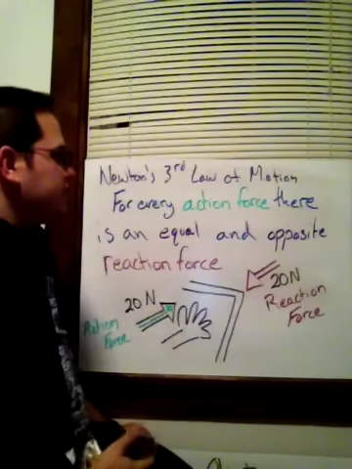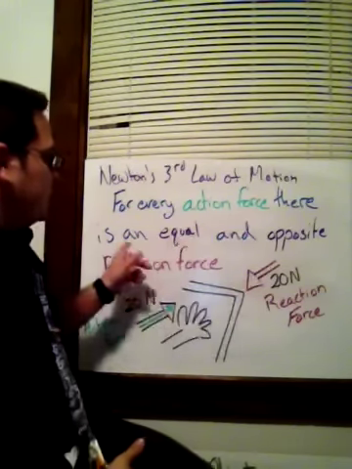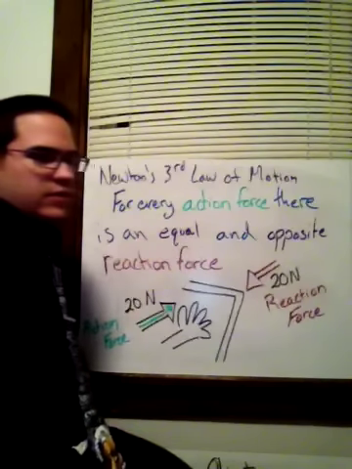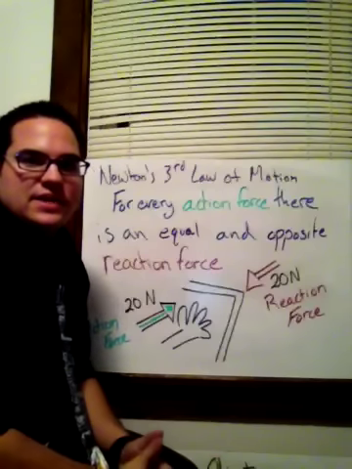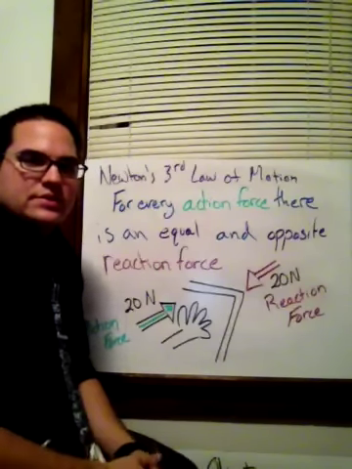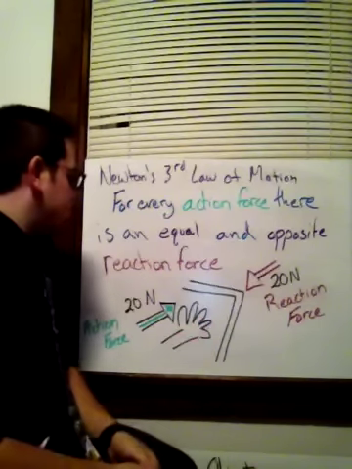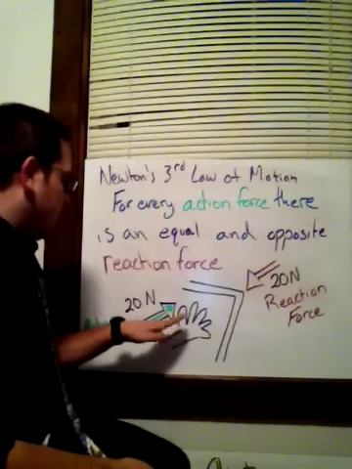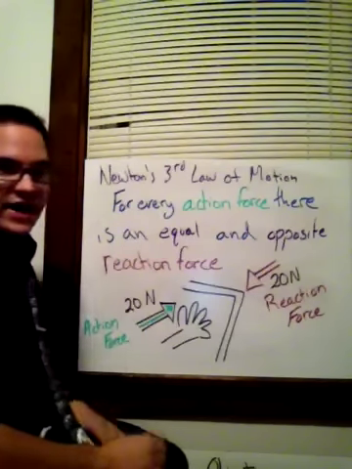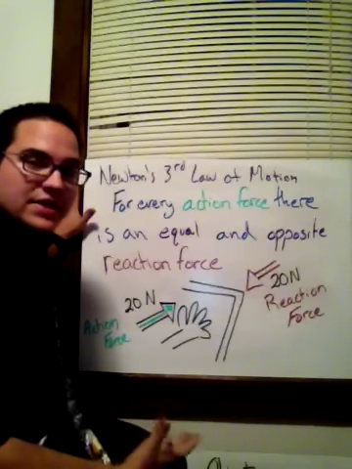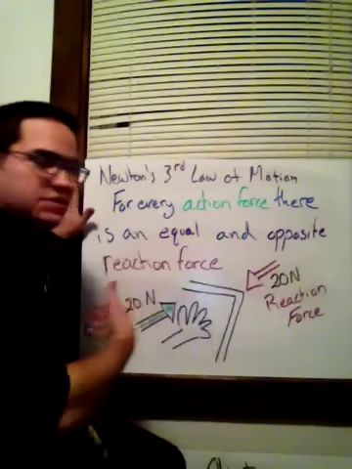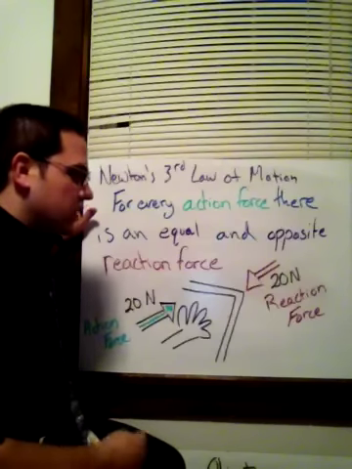basically for every action force, there is an equal and opposite reaction force. So anytime a force is applied to an object, that same force is applied backwards, right? Opposite directions. So if we push on a wall with 20 newtons, our action force, pushing up against a wall of 20 newtons, the reaction force of the wall to my action force is 20 newtons back.